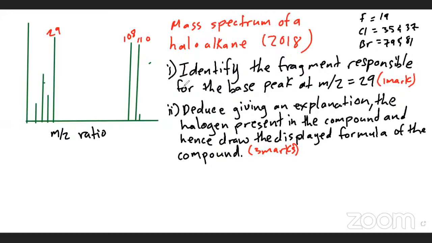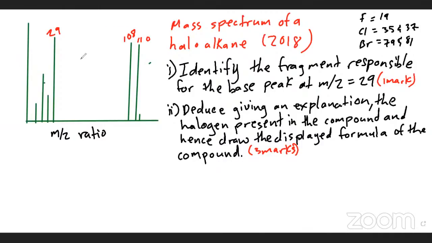So the two important things. As you know by now, when you get the halo alkane, you see peaks differing by these two, and you know it's the isotopes. If you had seen just a peak for 108 or just for 110, it would mean that in that compound you only have one of the isotopes present.